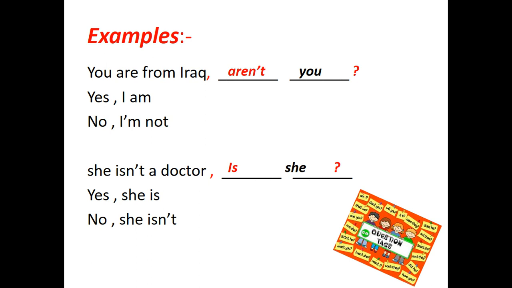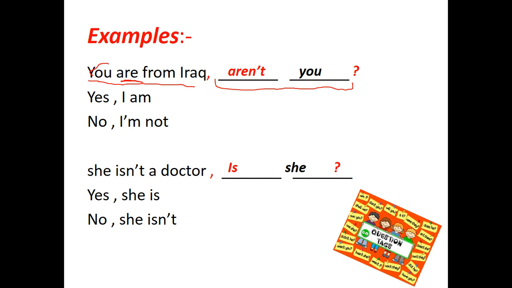You are from Iraq, aren't you? Okay, as you see, this sentence is positive. The subject is you. With you, we have to use are. Am I right? Okay. And in the second part, you have to make it look different.